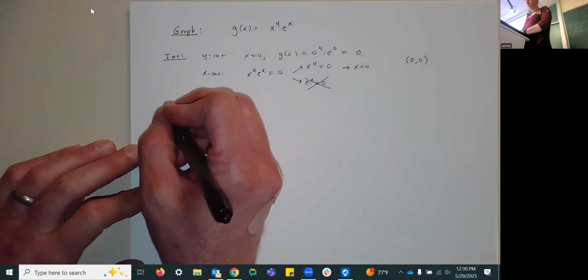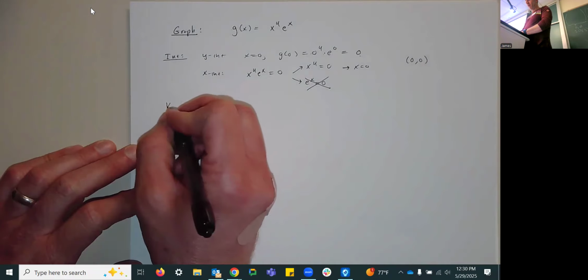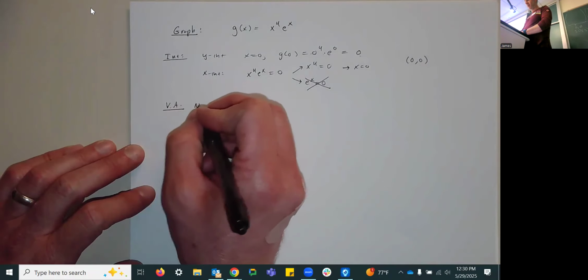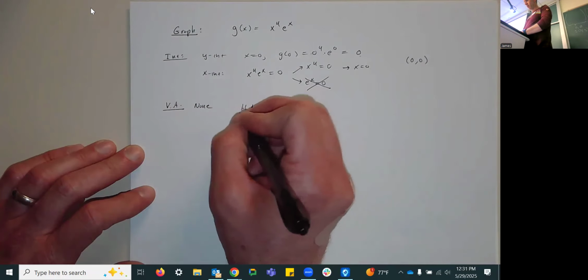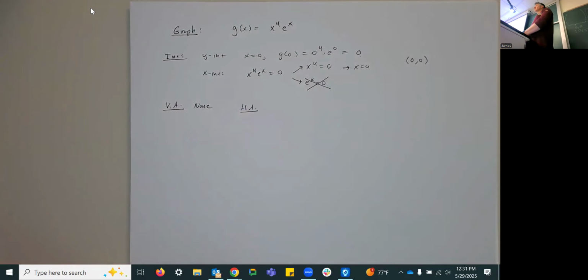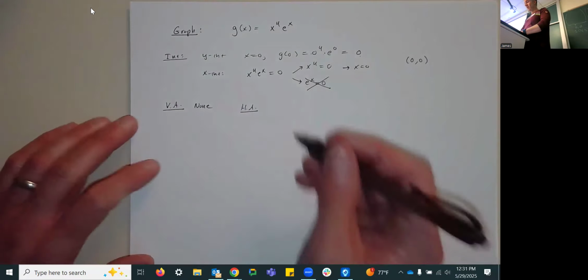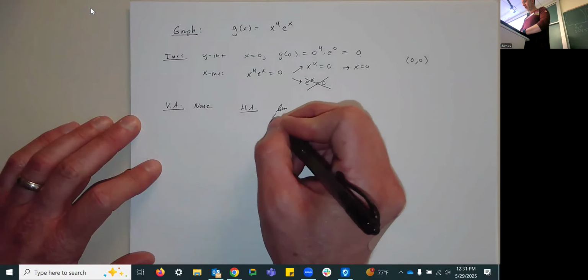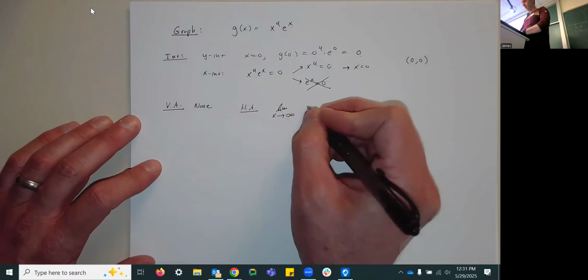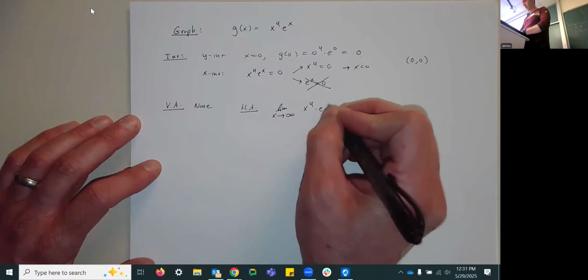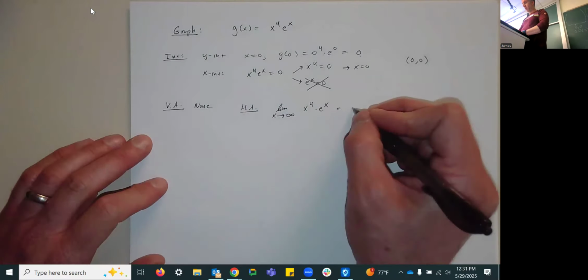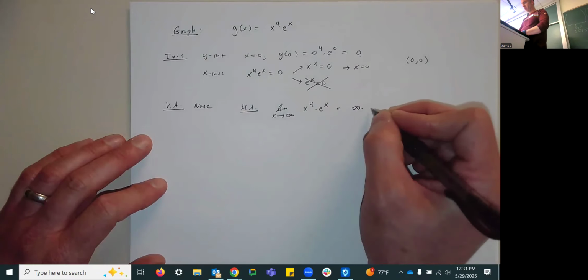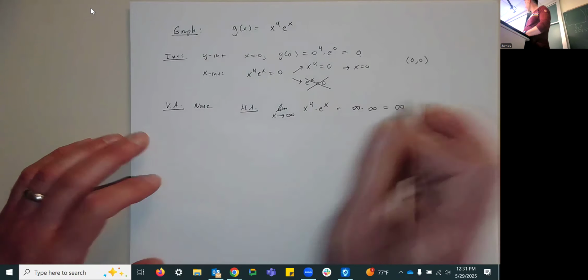Let's talk about asymptotes for a minute. So vertical asymptote, there isn't any. Horizontal asymptote, there is going to be one, similar to the previous problem. If we take the limit as x goes to positive infinity of x to the 4th times e to the x, nothing special happens. We don't get a number. We get a really big number times a really big number, which is going to be a really big number.